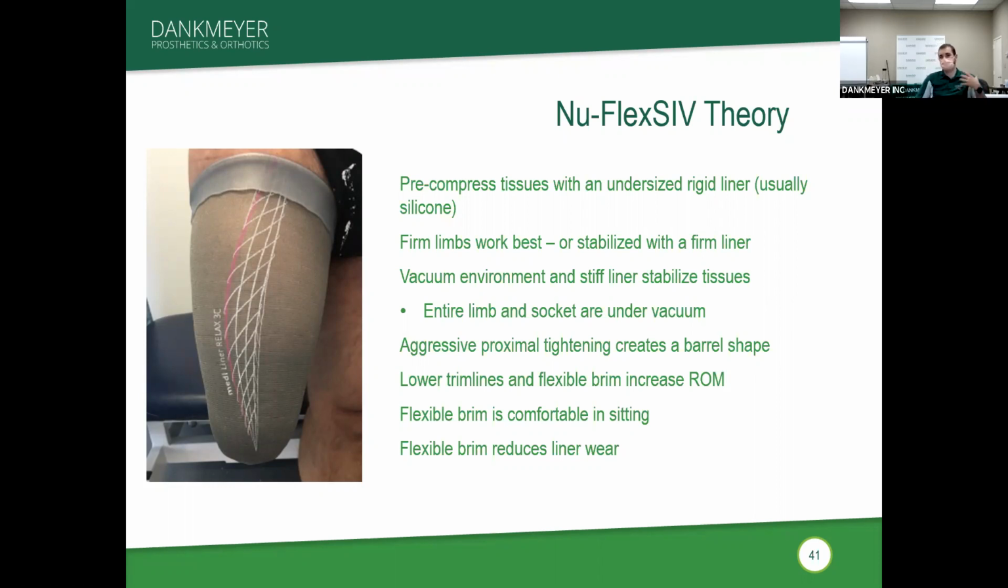So in the case of the new Flexiv, we're using a really, really stiff liner that's undersized to the patient to really compress the tissue. It kind of creates that barrel shape that you see there. And then we place the limb in a socket that's been aggressively modified, particularly at the proximal end, to accentuate that shape distortion and to lock the patient's limb in. And then we use vacuum with the new Flexiv socket as well, to help really increase the coupling between the socket and the residual limb.